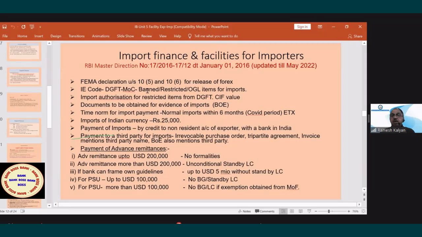But in import, you have got a larger role. Because the customer is coming to you first. You have to pay the money. Advance remittance you have to give. For that, you are the responsible person to verify. From where will you verify what is the item he is planning to import? Is it a banned item, restricted item, or open general license? Foreign trade policy, we have to verify.